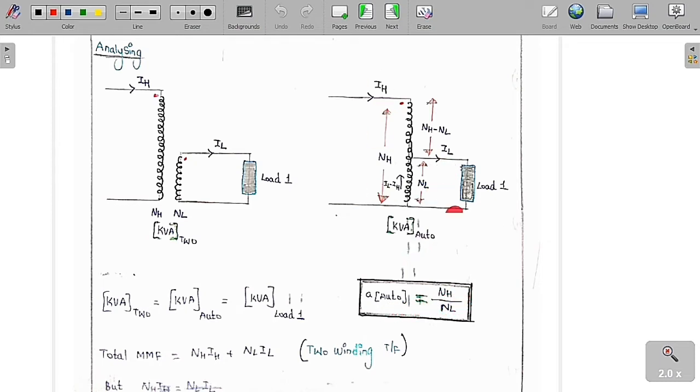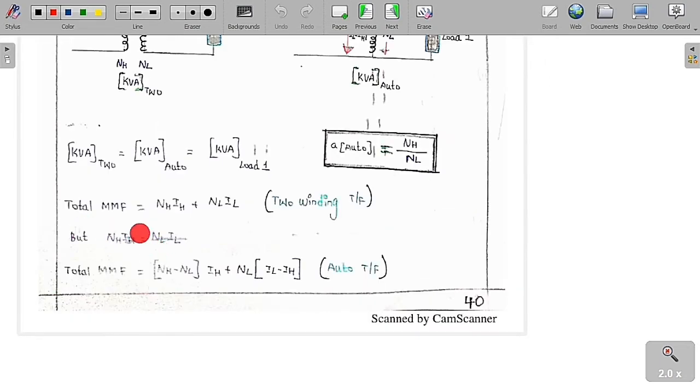So NH by NL. So what is the total MMF of the two-winding transformer? The total MMF of the two-winding transformer is equal to NH into IH plus NL into IL. But for a two-winding transformer, the primary MMF is always equal to the secondary MMF. So therefore NH into IH is equal to NL into IL. Then what is the total MMF of an auto transformer, which is equal to NH minus NL into IH plus NL into IL minus IH.